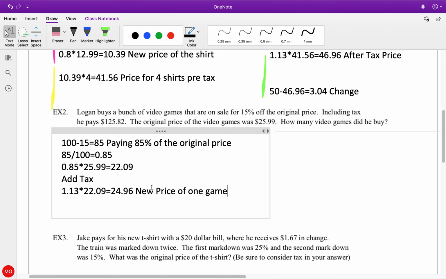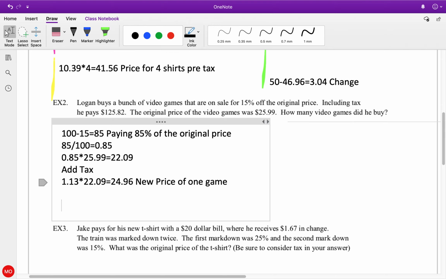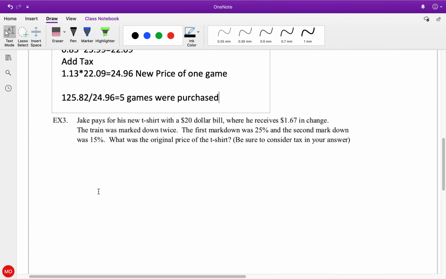Of one game. So if we know the price of one game, we could always go, okay, what do we pay total? We paid 125.82 total. We don't know how many games, so let's divide it by 24.96. So how many games did we buy? Well, we bought 5 games. So we find the price of one, add the tax to it, then divide it by total.